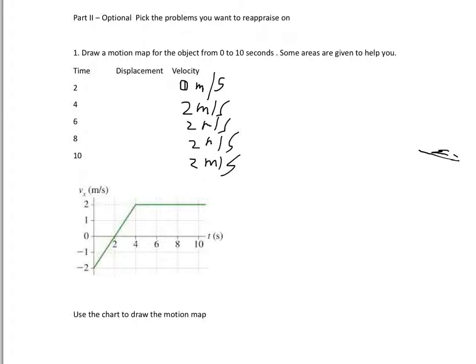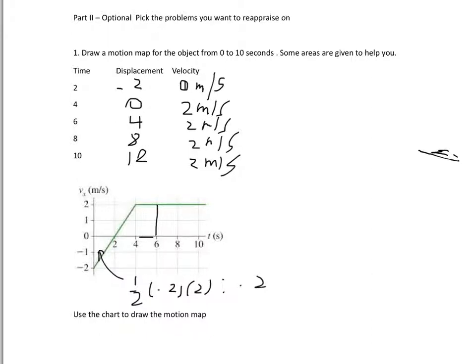Now for the displacement we need the area, so at 2 we actually have a displacement. Let's just get the area of this triangle here. That's going to be 1/2 times -2 times 2, which is going to give us -2. So we have a displacement of -2. Then at 4, we add the positive area back, so we get 0. And then at 6 seconds, we have -2 plus 2, which is 0, plus, now we have 2 here, times the height here, which is 2, which is 4. Then 8, and then finally 12 meters, assuming I did my math right.